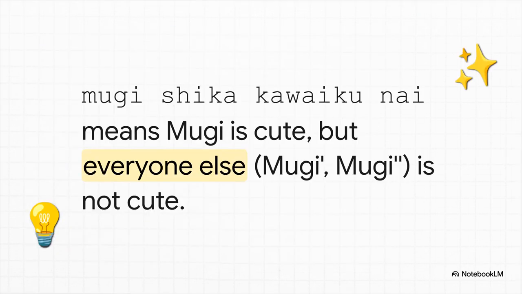So let's bring it back to our sentence. With this machinery of prime topics, the meaning just falls into place. The sentence, mugi shika kawaiku nai, is compositionally built to mean a set of three things. 1, mugi is cute. 2, mugi prime is not cute. And 3, mugi double prime is not cute. And there you have it. That's how we formally get the only meaning.